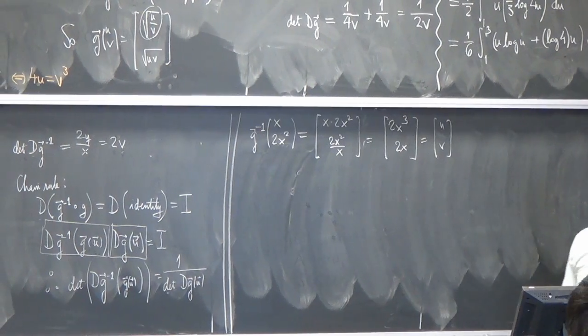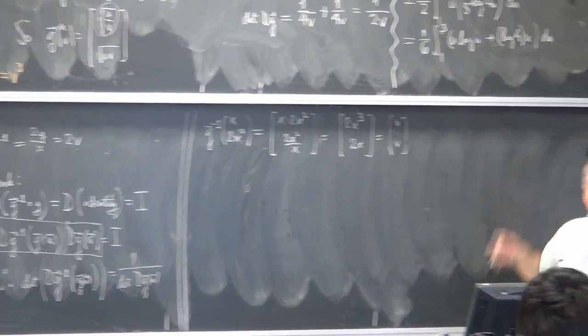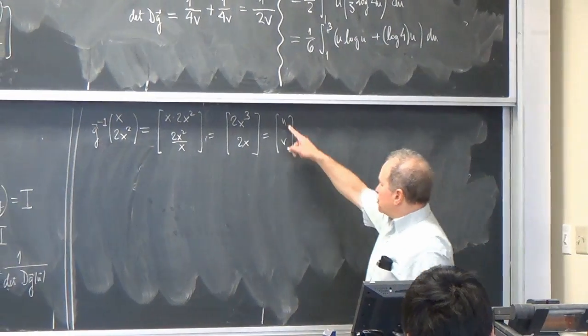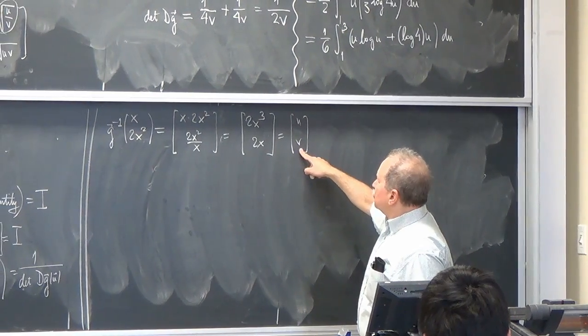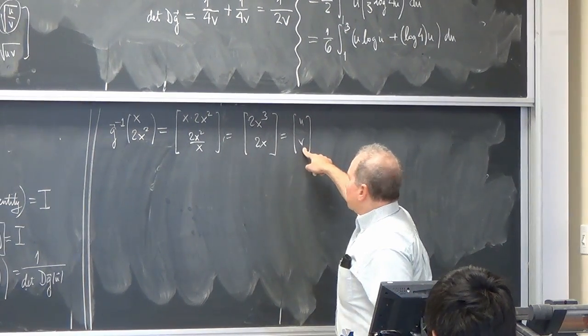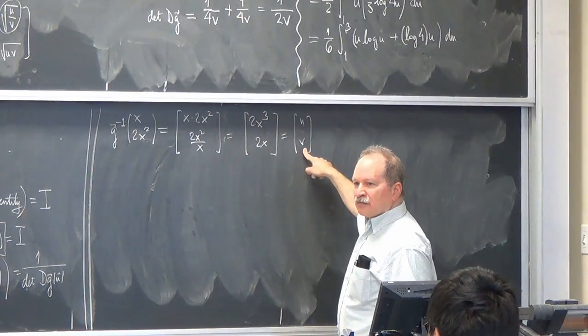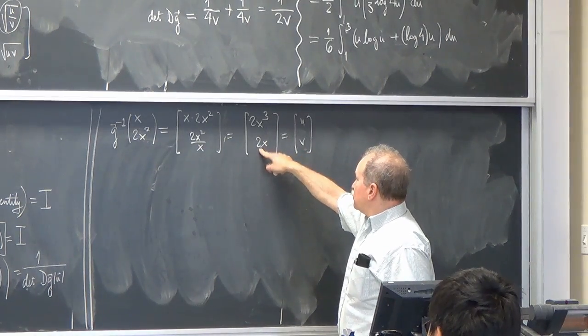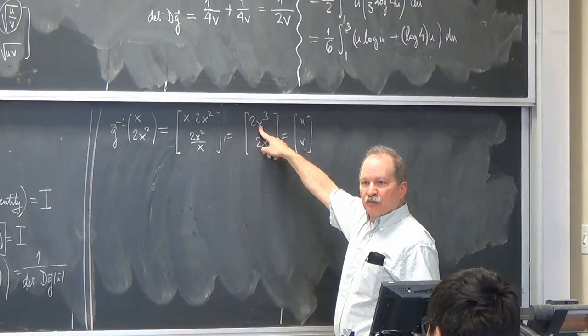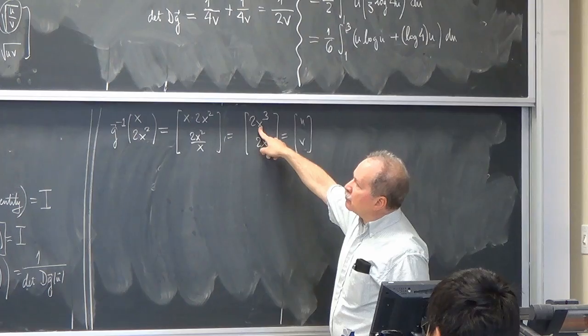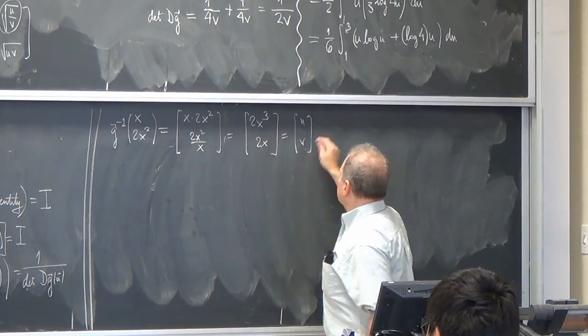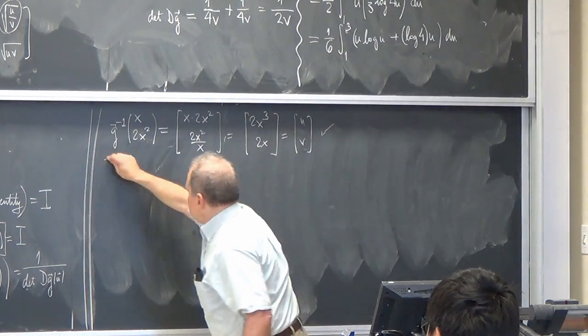So that is the right way to do this if you don't want to go through the way we did it. So do you see that it works? If you cube v, you get 8x cubed, which is 4u. Okay? All right.